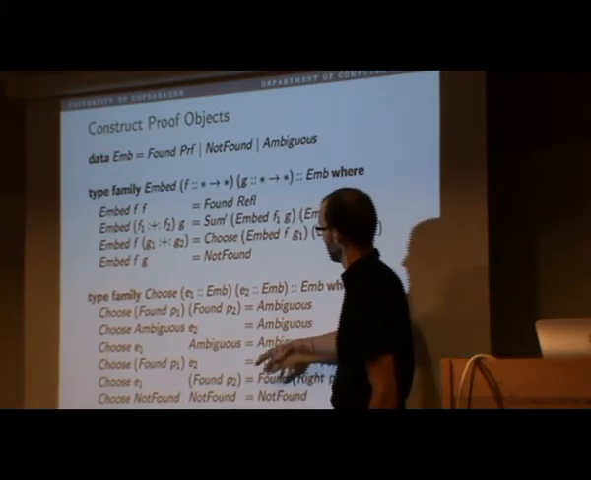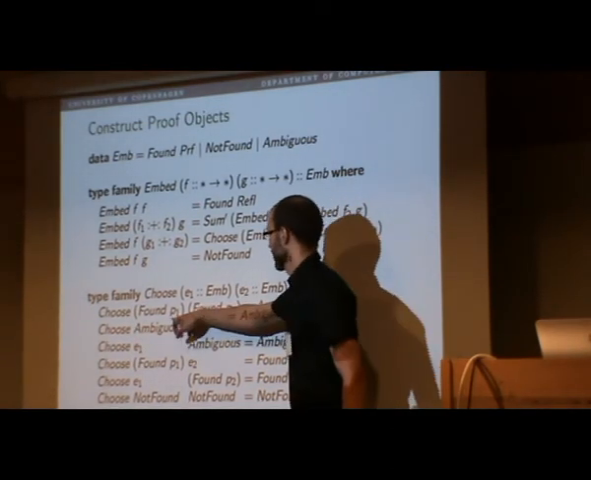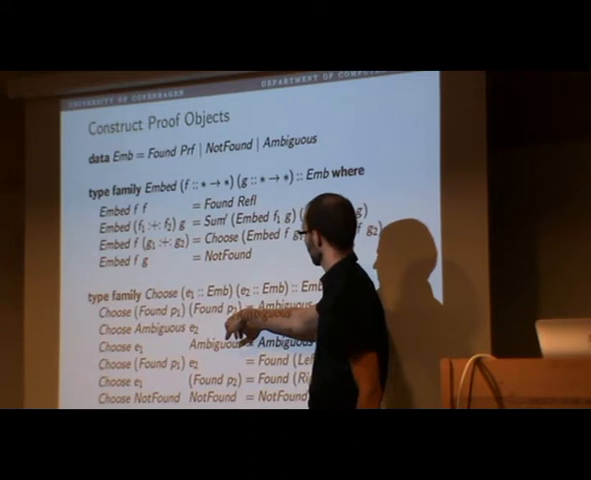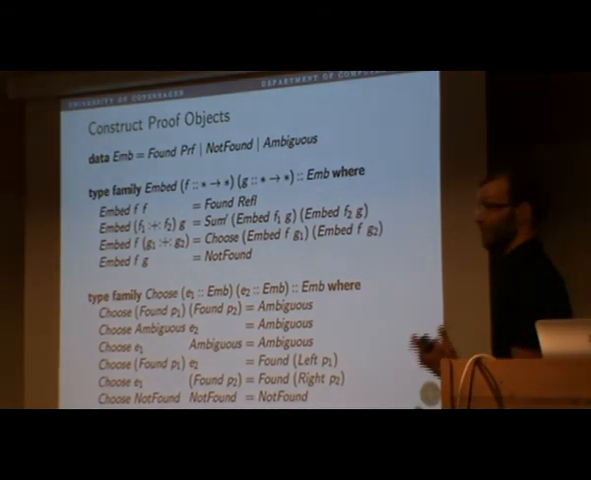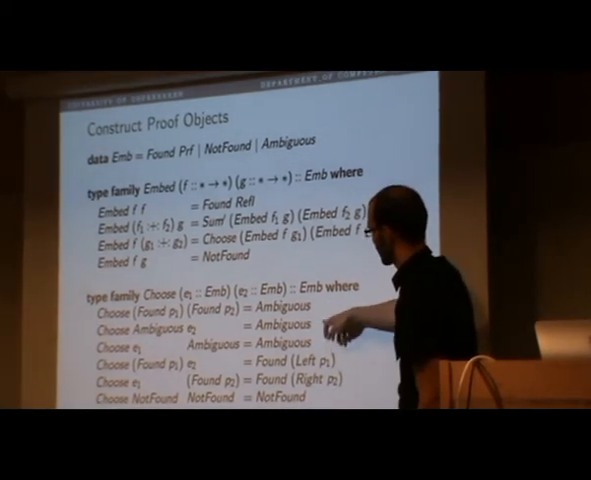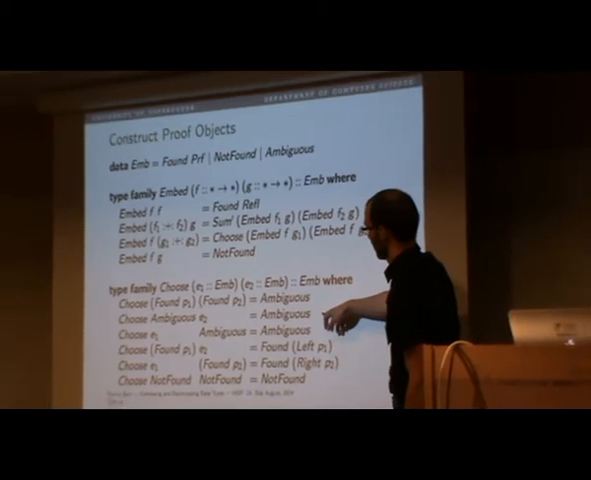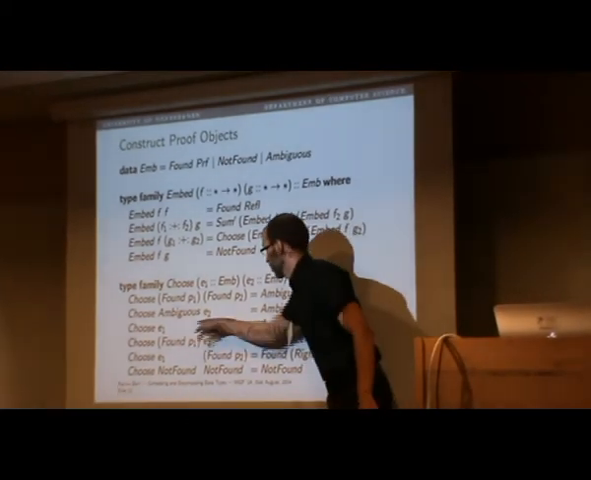So, for example, if we find an embedding for both sides, then we know that we cannot find a unique embedding. So we know that it's ambiguous. And for these two cases, here we simply propagate whenever we already found something ambiguous in one of the two cases.